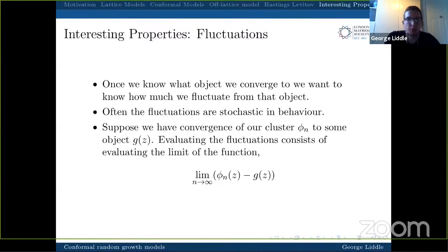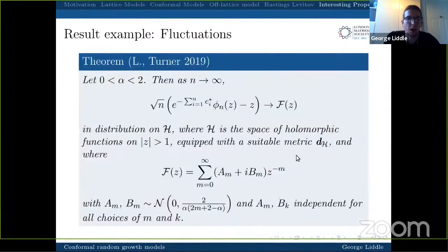So let's look at an example result on that area. This is a result that we found recently. We've just shown that in the case of alpha equals 0, we don't get a disk, but actually between 0 and 2, we do get a disk under this capacity rescaling limit. So now we know what we converge to. We converge to a disk. So we want to look at how far away we are from that object. And that's exactly what we're calculating here on this first line.